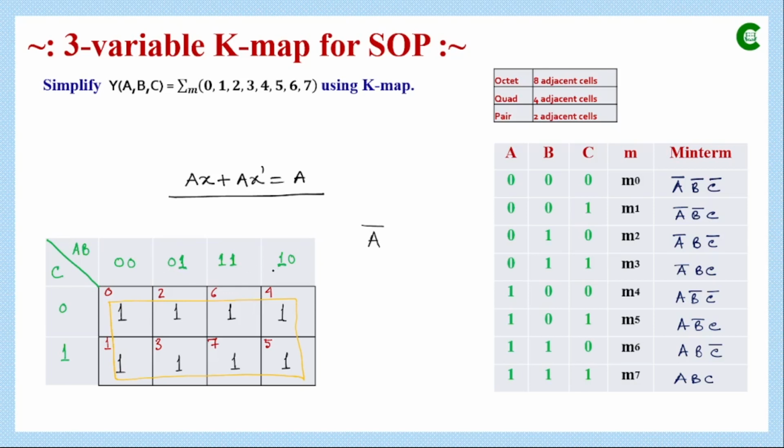And again between the third and fourth cells, B is changing value from 1 to 0, so from these two cells also B will be eliminated and A will be left behind. Here the value of A is 1, so it will be A, and when these two are added, again A plus A bar, that value will be 1. And here C is changing value from 0 to 1, so that variable will be eliminated. So for this particular Boolean function, the most simplified form or answer will be 1.